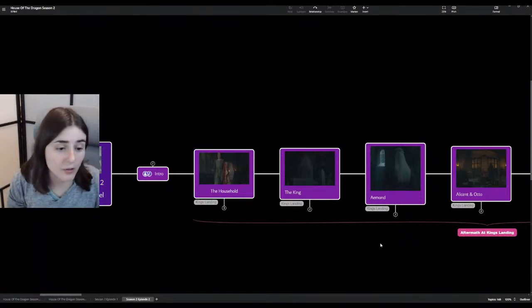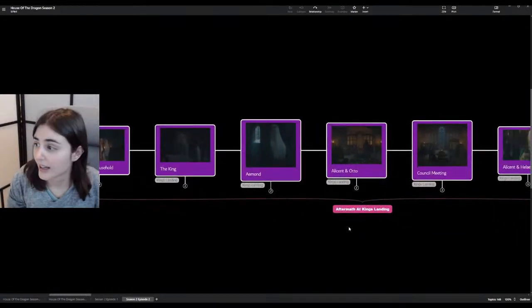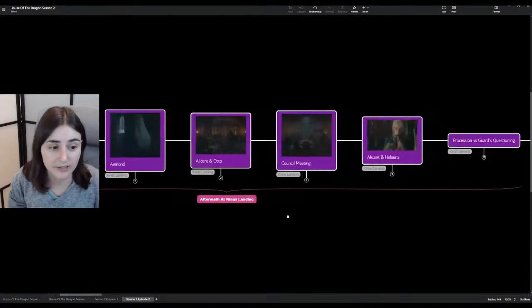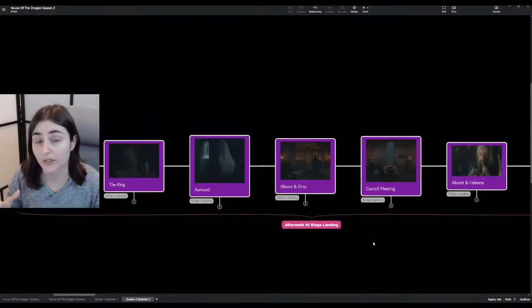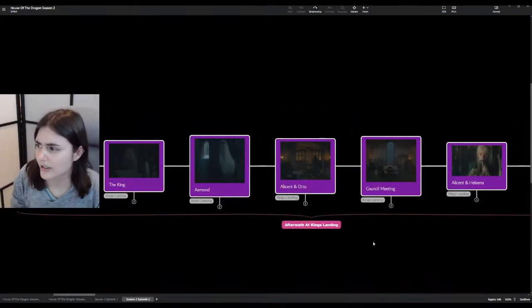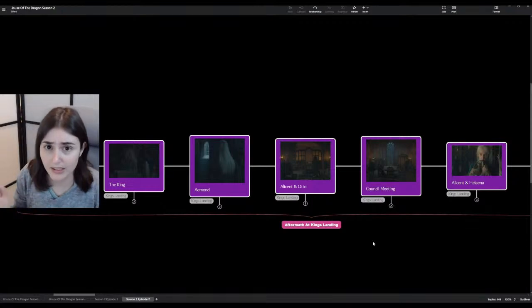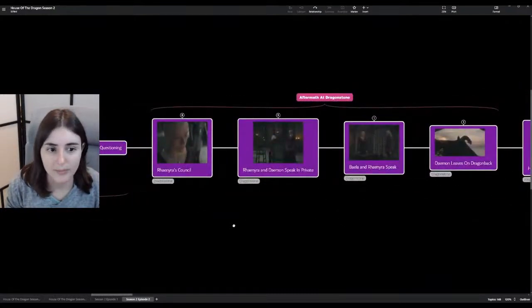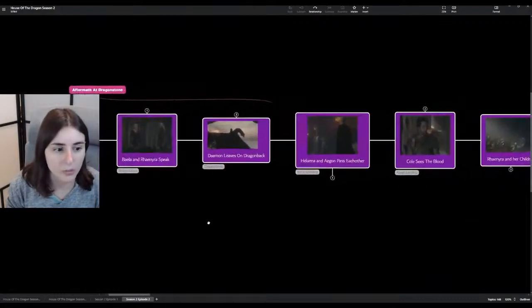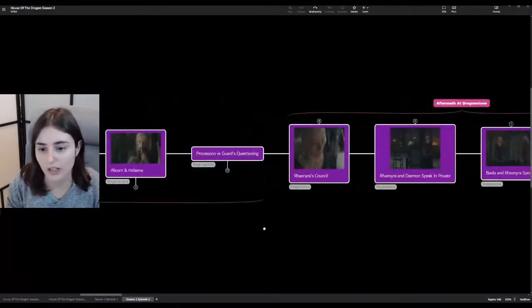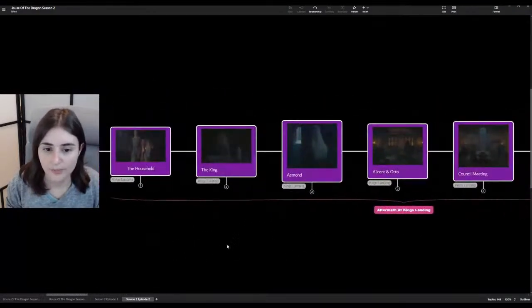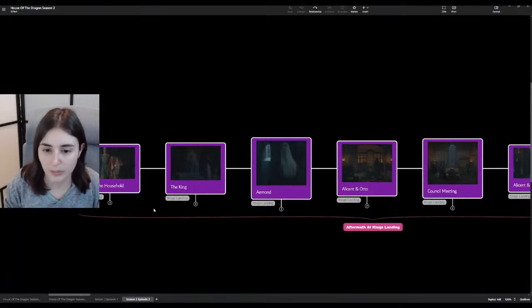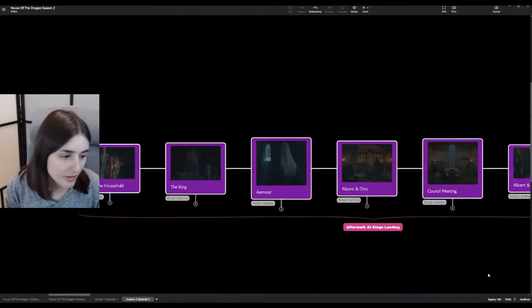In the first half of the episode, we get the aftermath in King's Landing, the aftermath of Jaehaerys's death, the little baby. So we get all of that, and then we go to Dragonstone, and then we start switching between King's Landing and Dragonstone again. So in King's Landing, let's see what happens. Let's go a little bit closer so you guys can see the pictures.